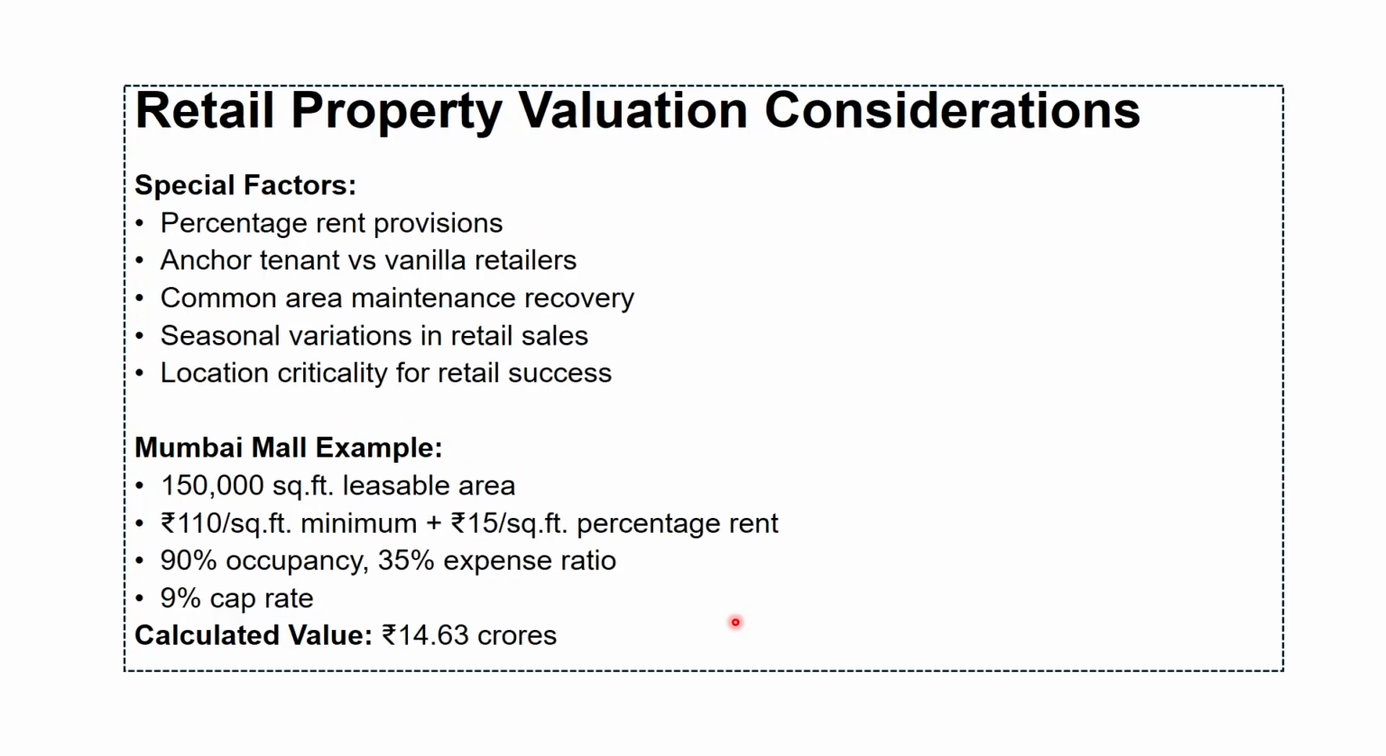Then let's talk about retail property valuation considerations. We are talking about some special factors which come into play here. Percentage rent provisions are perhaps the most distinctive feature. Many retail leases include both minimum guarantee rent and percentage rent based on tenant sales. So, this creates upside potential for landlords, but also adds complexity to income projection. We need to understand not just the lease terms, but the sales potential of the retail tenant. Then the distinction between anchor tenants and other retailers is crucial. Anchor tenants, typically large department stores or supermarkets, often pay below market rents, but generate customer traffic that enables higher rent from smaller tenants. Professional retail valuation must consider this ecosystem effect.